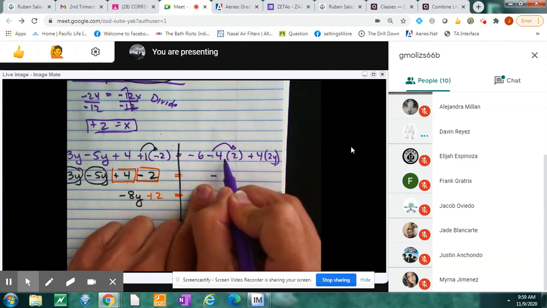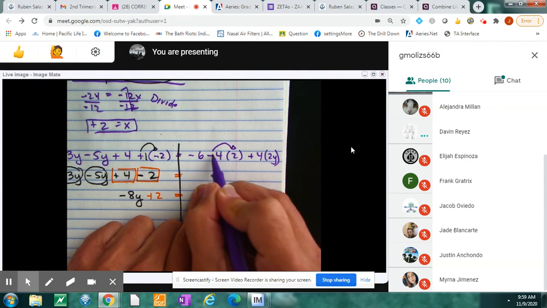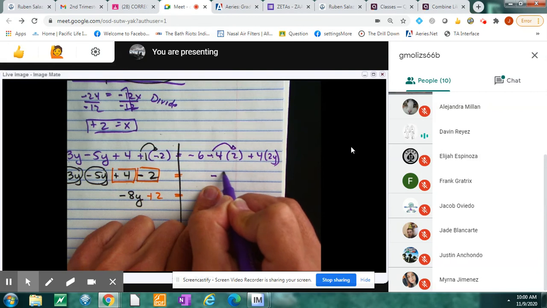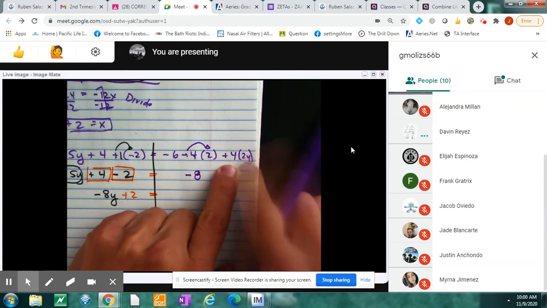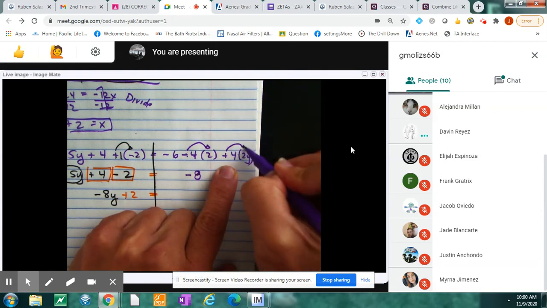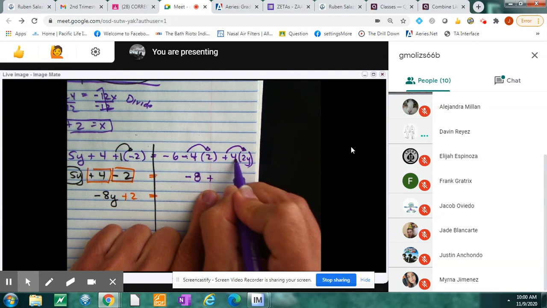So negative times the positive. Negative times positive is negative, and then 4 times 2? 8. Now the next one. Do we have another parenthesis of multiplication? Yeah, right there. Positive times positive is positive, but what's 4 times 2y?